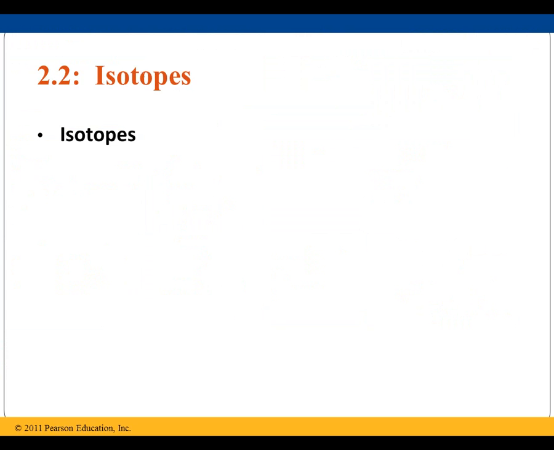So we said a variation of an element could be an ion if we change the number of electrons. Ions form when there's a difference in the number of electrons. One more time: ions are formed when there's a change in the number of electrons.